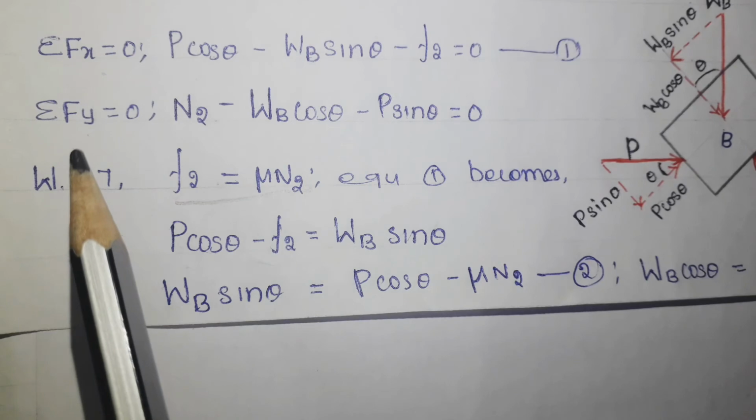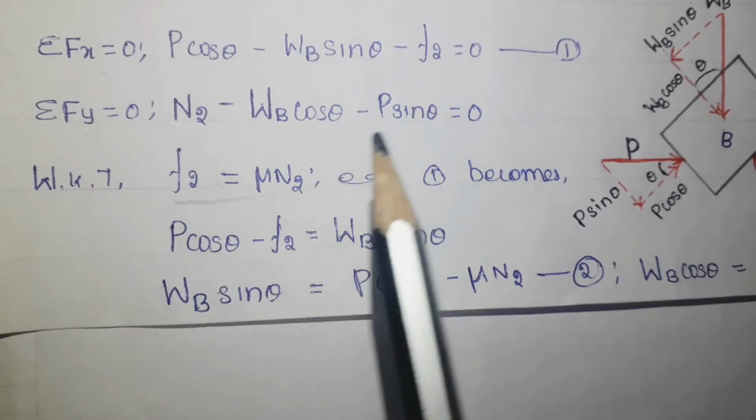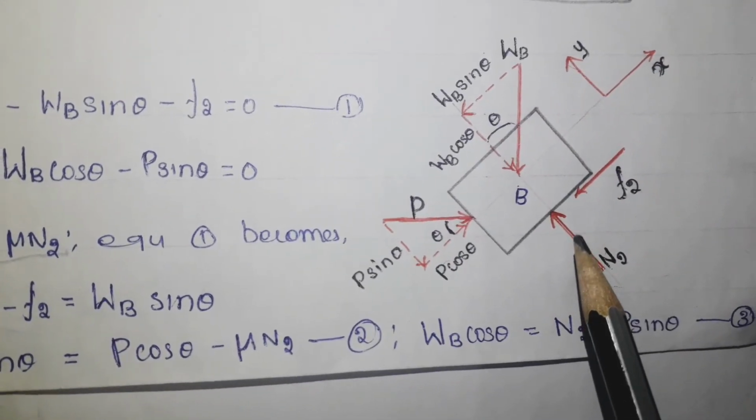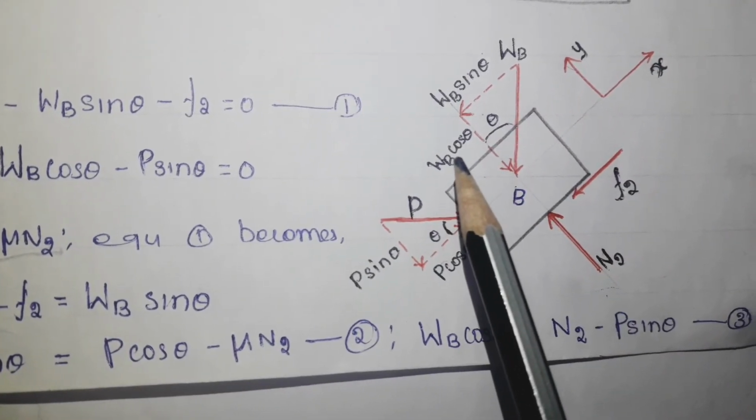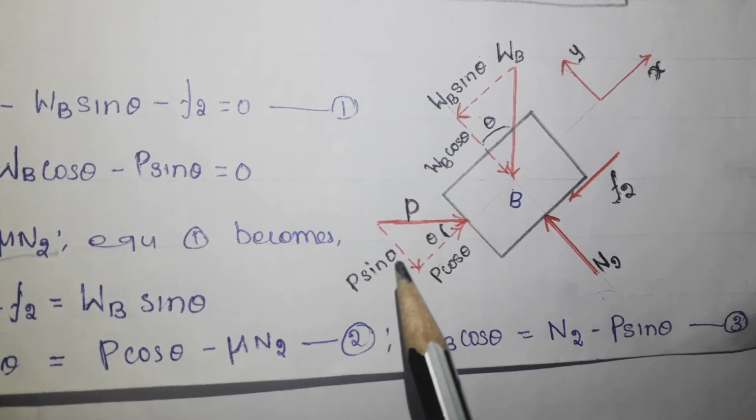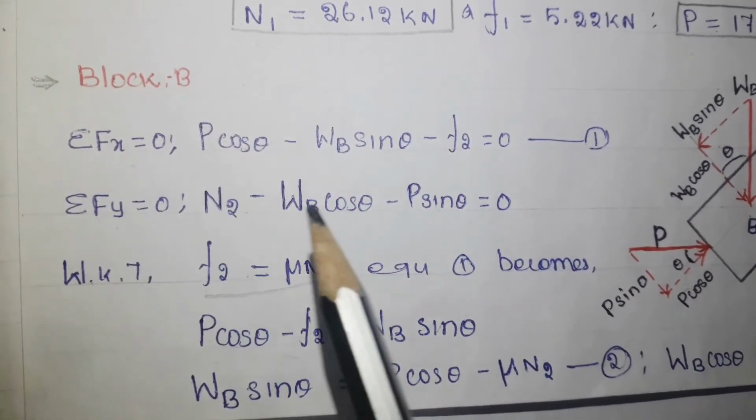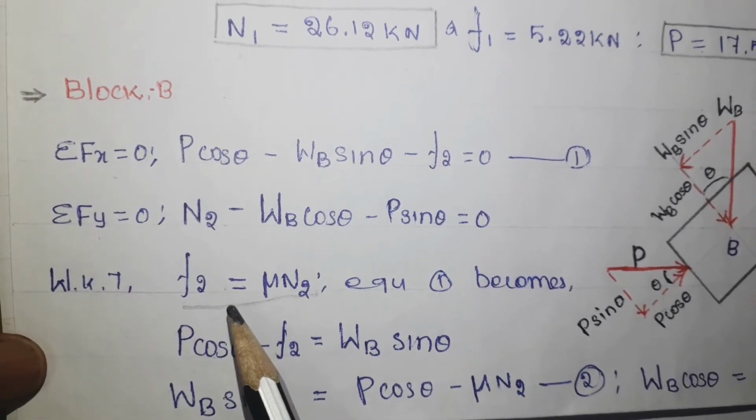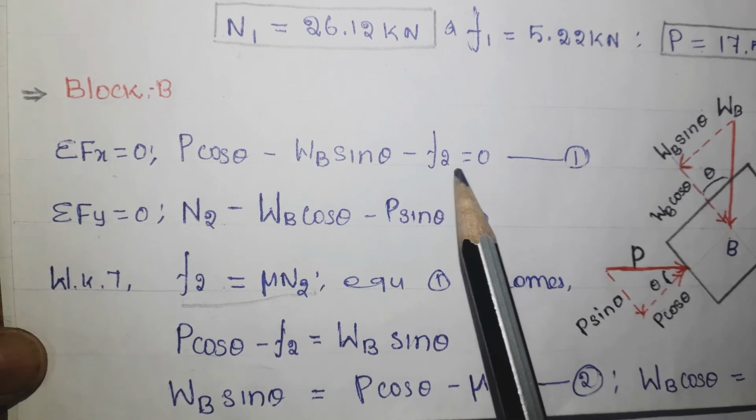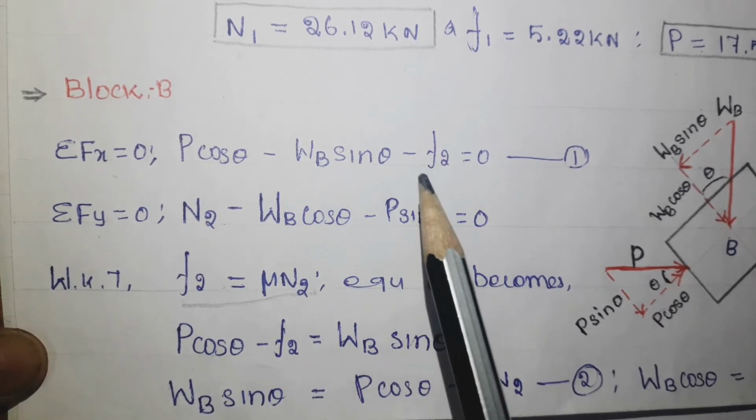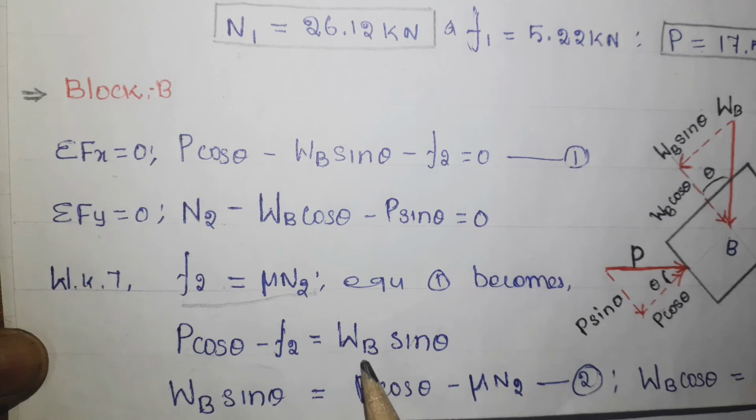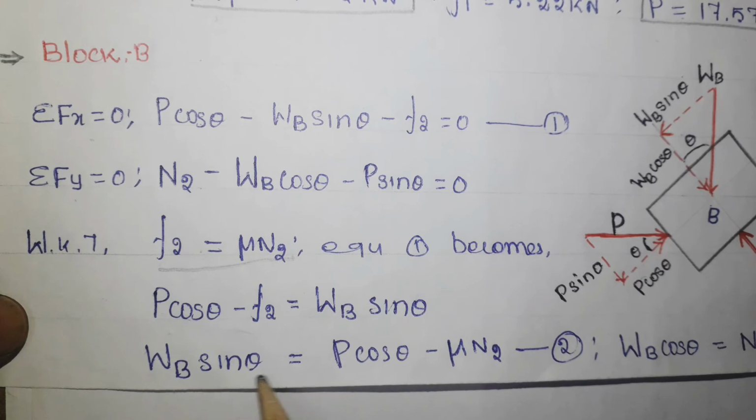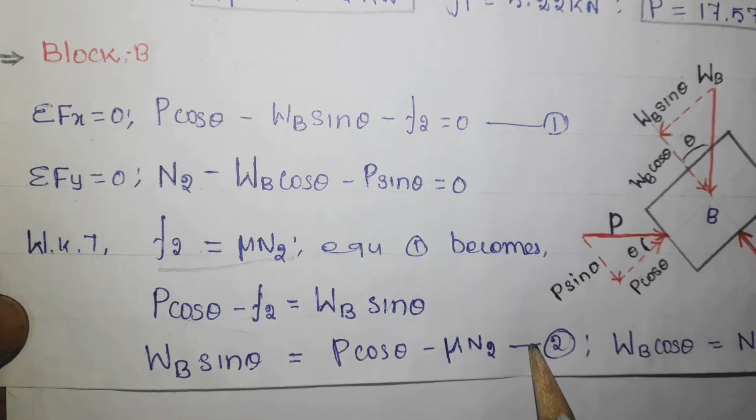Similarly, for the y component forces, there are 3 forces, and N2 is the only positive force. If we look at this free body diagram, this is N2, and this is WB cos theta, which has a minus sign, and here also you have minus. So this equation now will become something like this. Now the basic friction equation, which is nothing but F2 equal to mu into N2. Now substitute it into this equation in the place of F2, and rearrange the equation so that the unknown value WB is on the right hand side. Take this as equation number 2.